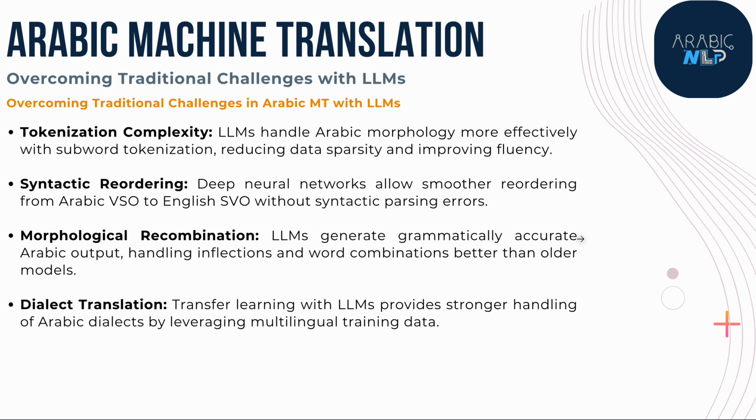Okay, so regarding the previously mentioned challenges, like the tokenization complexity, LLMs handle Arabic morphology more effectively with subword tokenization, reducing data sparsity and improving fluency. And also deep neural networks combined with the transformer architectures allow for smoother reordering from Arabic VSO, that we explained, to English SVO without syntactic parsing errors.